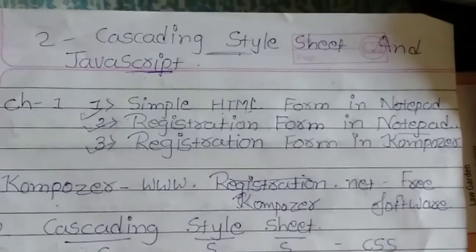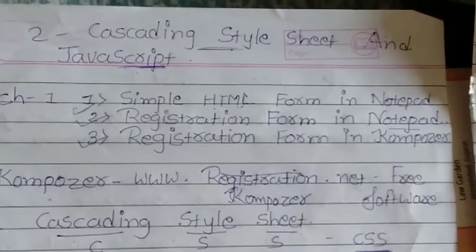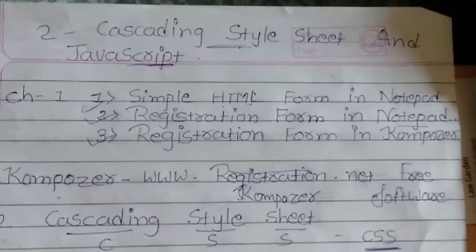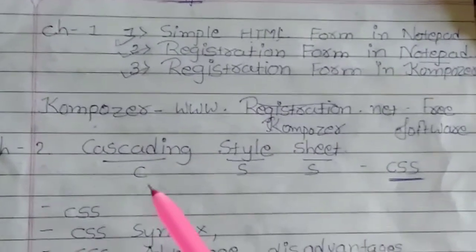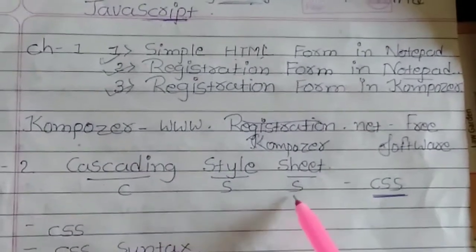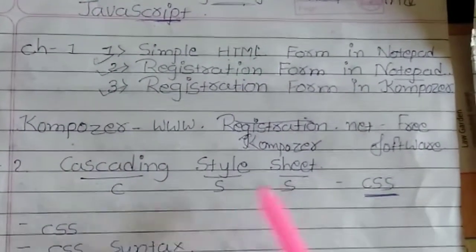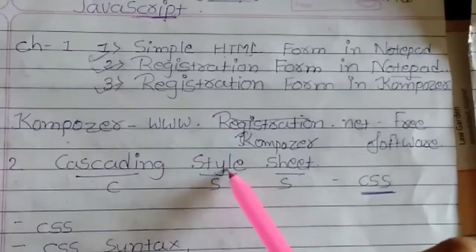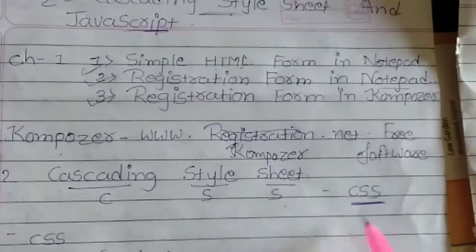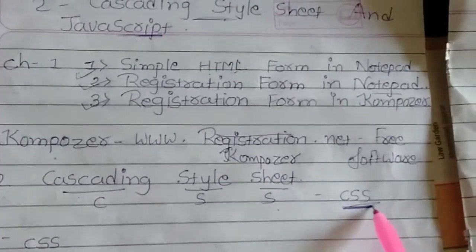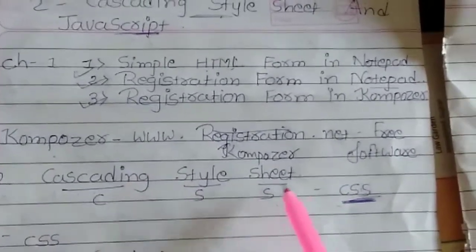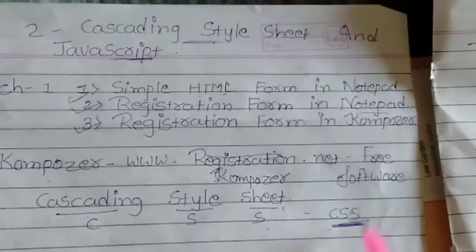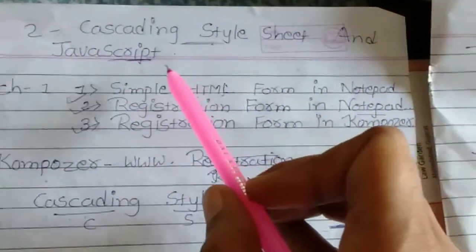Cascading Style Sheet and JavaScript are both different topics and most important topics. Cascading Style Sheet, that is CSS. C stands for cascading, S stands for style, and S stands for sheet. That is CSS, the short name. The full name of CSS is Cascading Style Sheet. CSS, and the second topic is JavaScript.